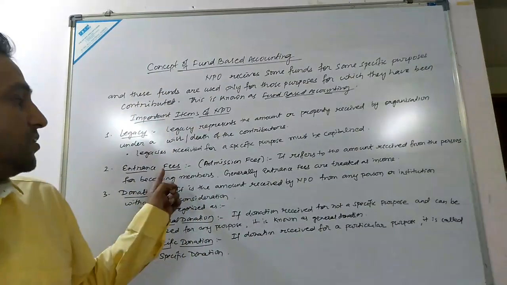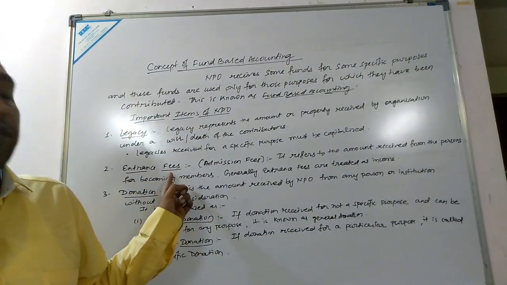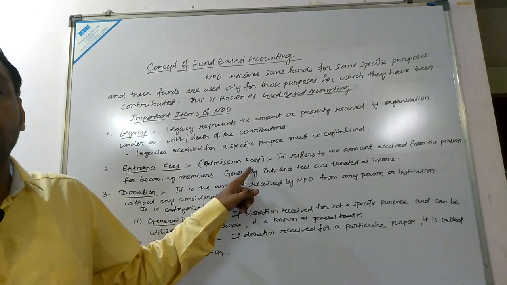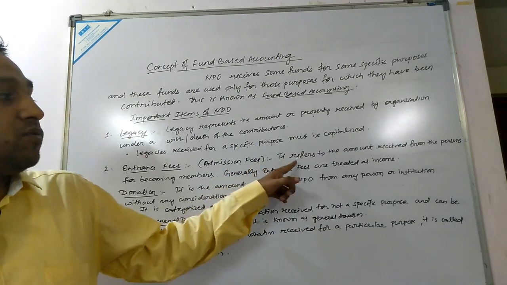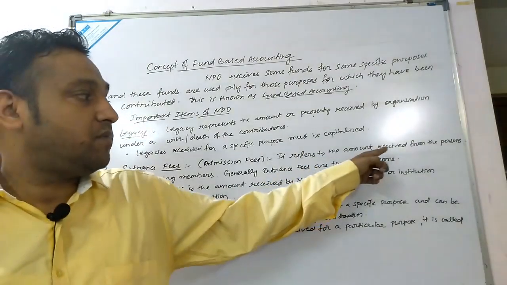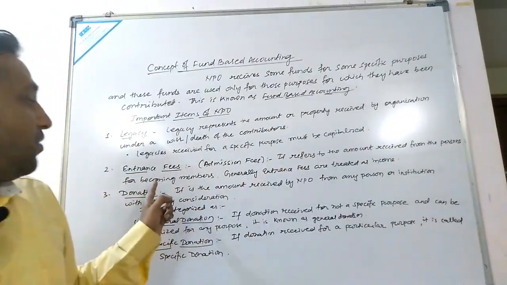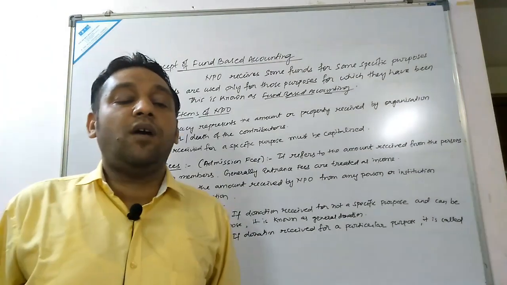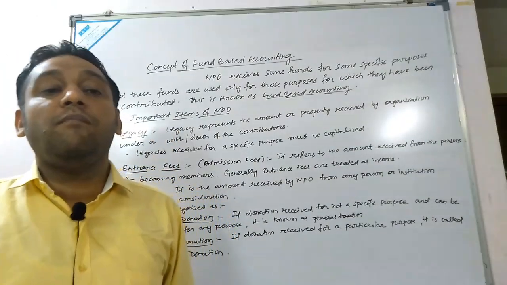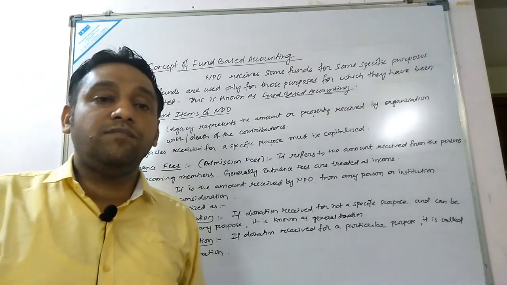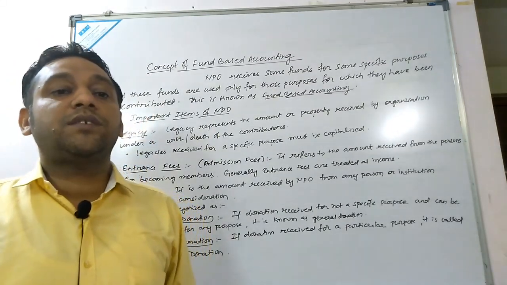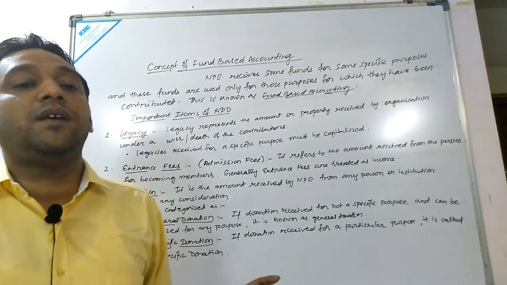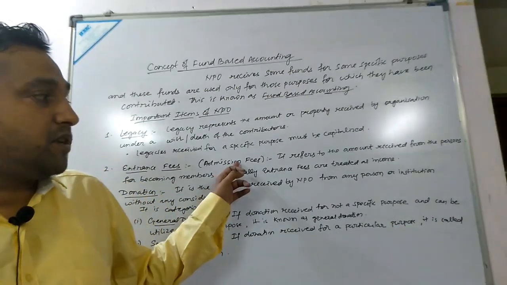So next one is entrance fee. As we know from the word, entrance fee is otherwise known as what? Admission fees. So it refers to any amount which has been received from persons for becoming members. Generally what happens, sometimes outsiders want to become members of a particular club or some charitable institution. Under such circumstances, they have to pay some fees. That fee is known as entrance fees or admission fees.